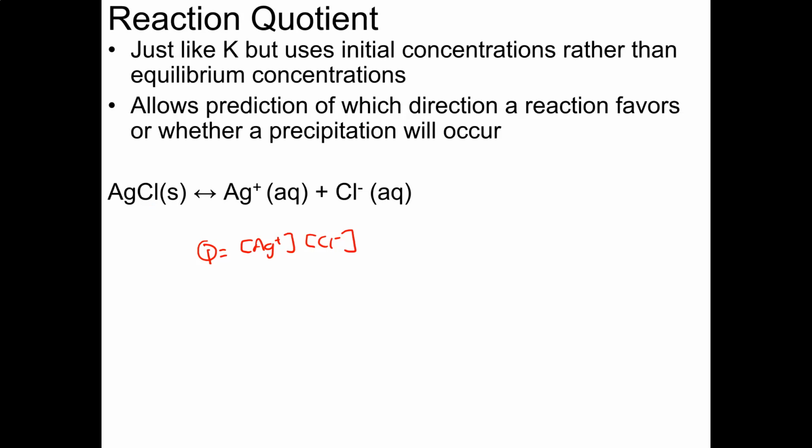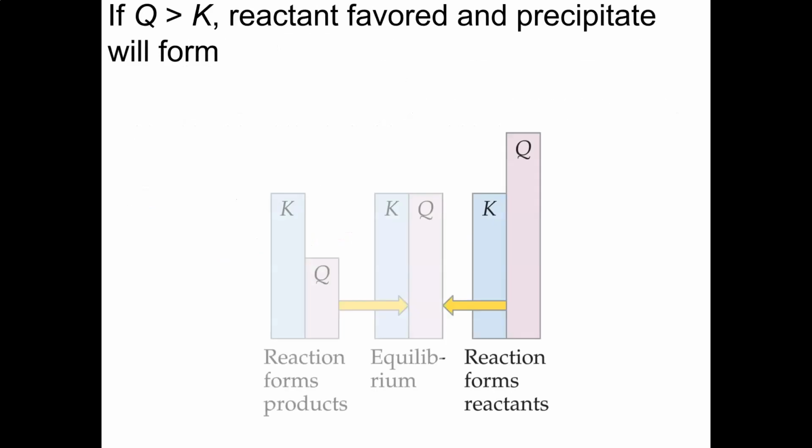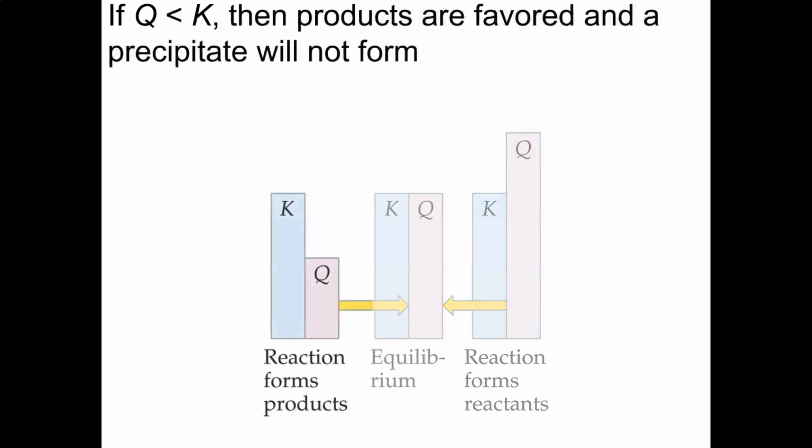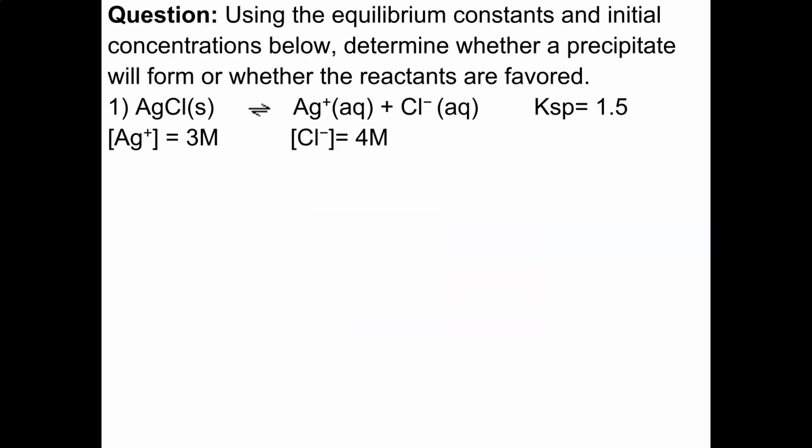We'll talk about what to do with Q in a second, but let's go over some general ideas. If your Q is bigger than K, the reactant is favored. Remember, Q is your reactant, K is your product. If your K is bigger than your Q, then you favor the product side. So that's what you want to visualize mentally. So let's do some math.